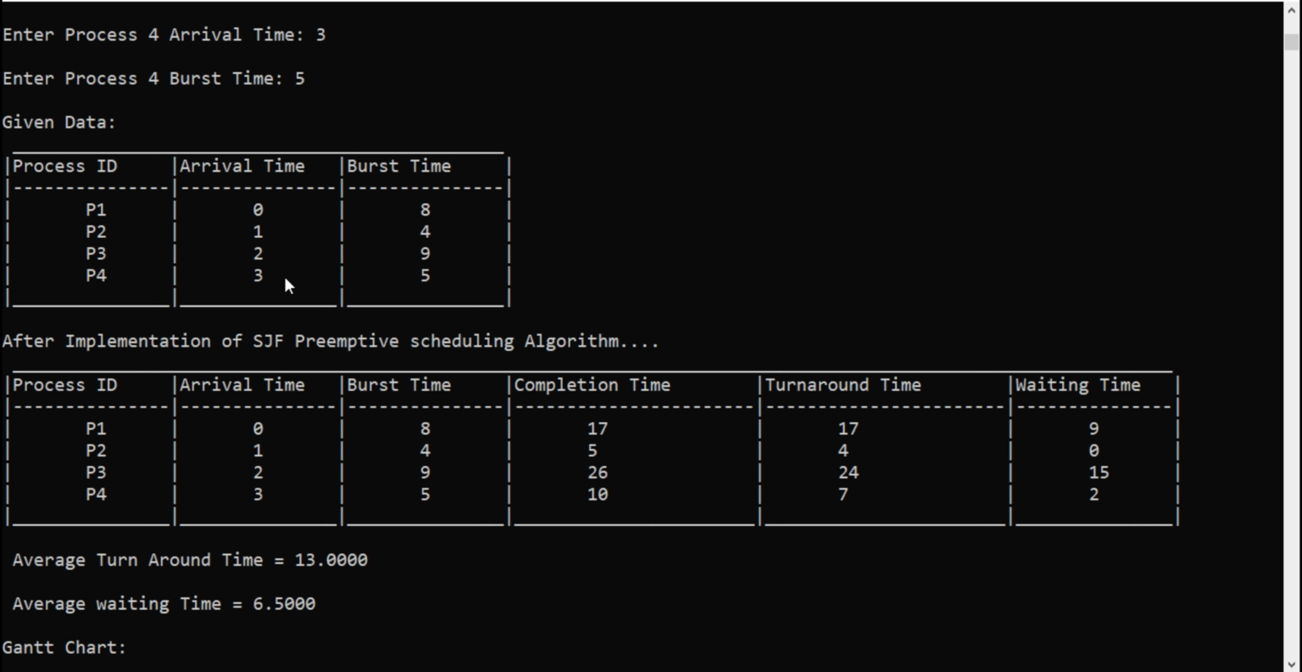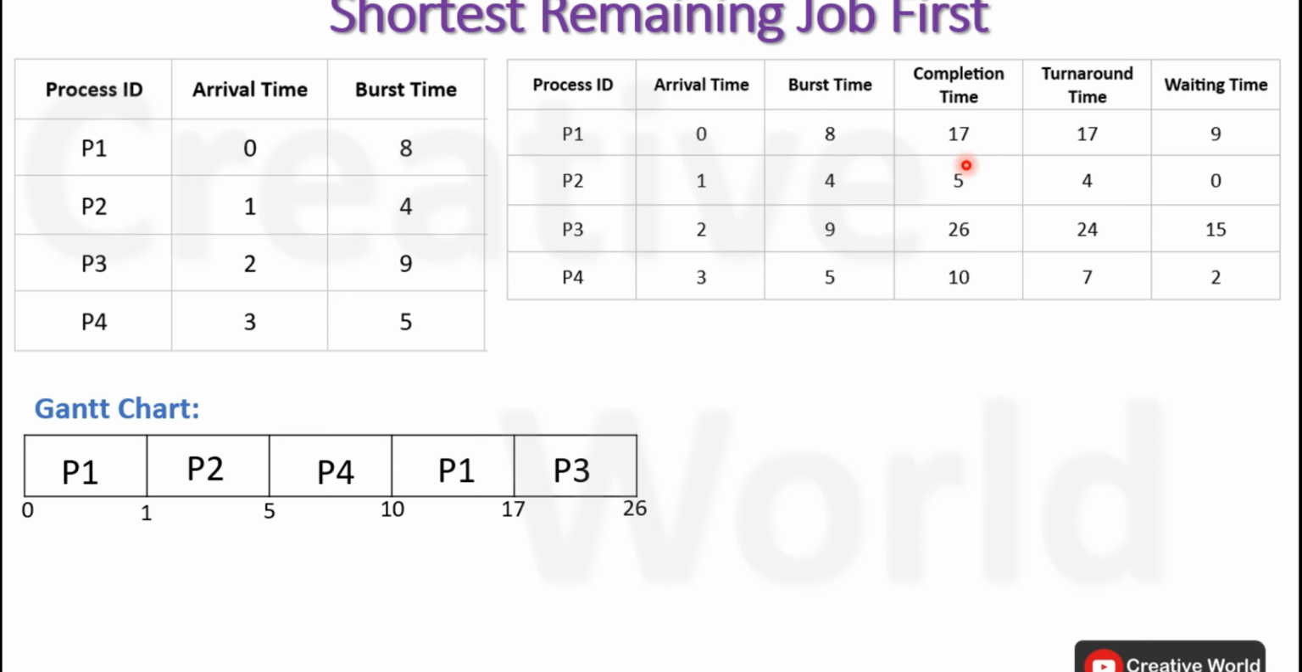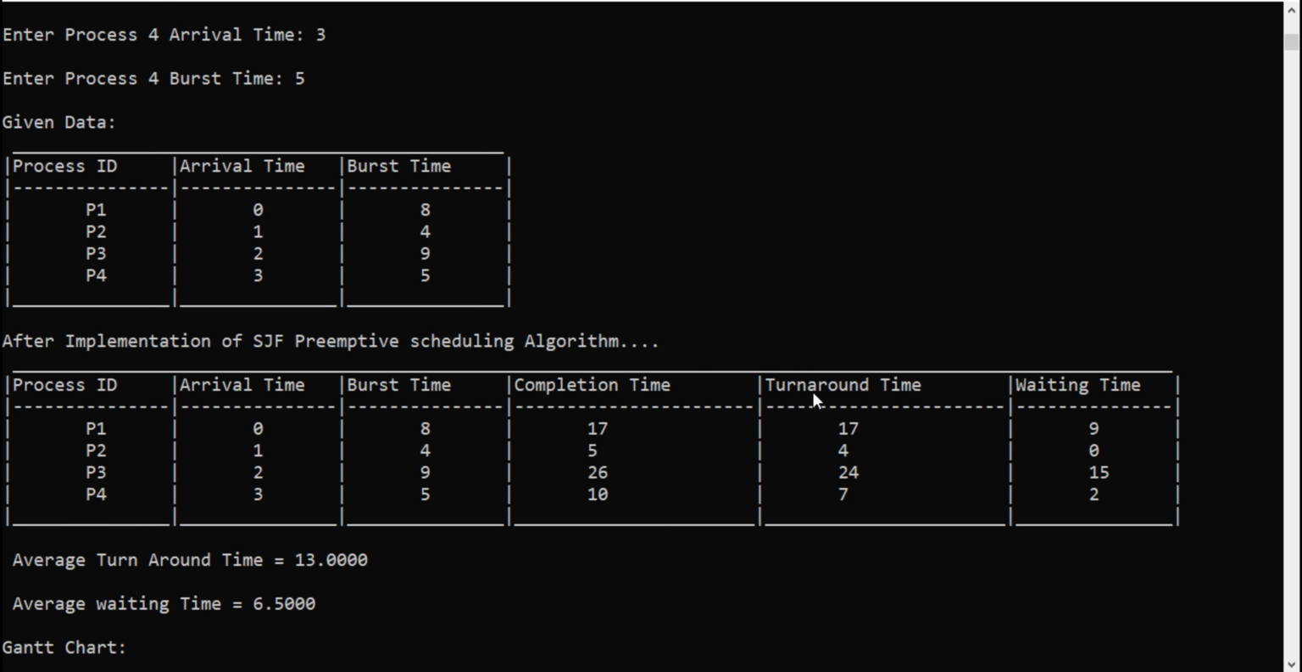Now after implementing the shortest job first preemptive type algorithm, these are the output results which we retrieved from the developed code. We will validate our output results with our calculated results. So first of all, we will validate completion time, that is 17, 5, 26, 10. Similarly, turnaround time is 17, 4, 24, 7.